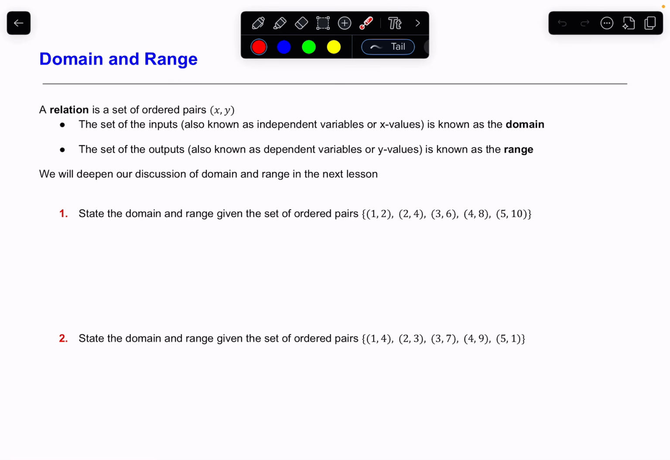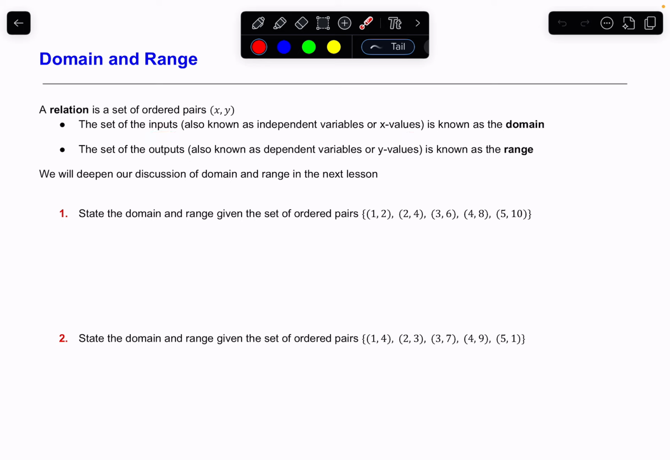A relation is any set of ordered pairs, x comma y. The set of inputs, which are also known as independent variables or x values. Remember, x values are independent, and those are called inputs. We call them independent because we are choosing what we input, so it doesn't depend on anything else. We just get to make a choice independent of any other situations. So the inputs are independent, and those are the x values.